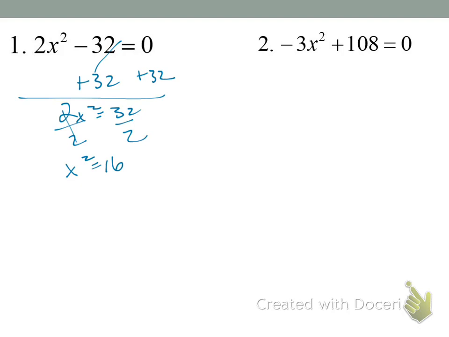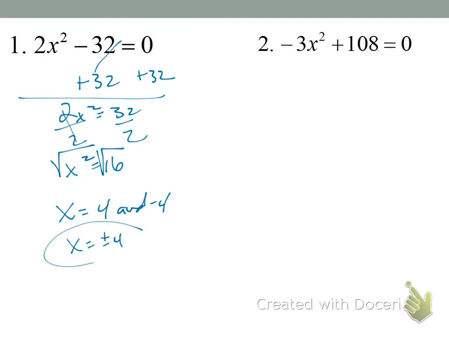Okay? Now that x squared is by itself, our whole goal here is to have a plain x. So we got to square root both sides. Square root of x squared is x. Square root of 16 is 4, but it's also negative 4. So 4 and negative 4, or if you want to write it as plus or minus 4, you can do that. Okay? All right. If that makes enough sense, try number 2 on your own. Stop the video, try to solve it. You can start it back up and see if you're doing it correctly.